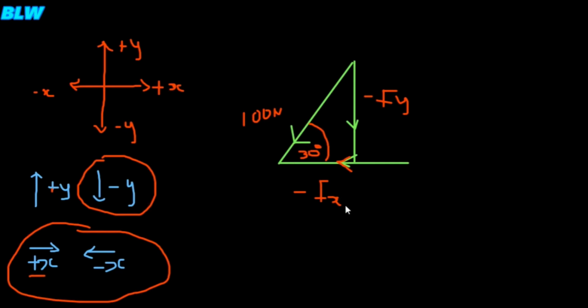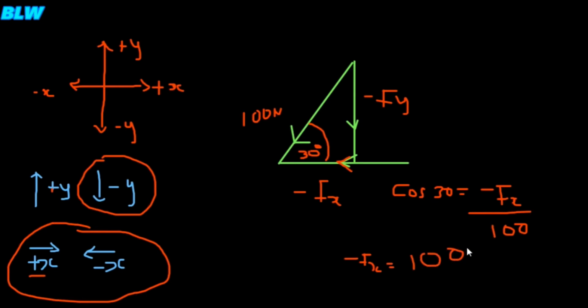So with this, let's find the component of the force. The x component will be, the x is adjacent, so that will be cosine of 30 equals minus Fx over the magnitude of the force, which is 100. So I'll have minus Fx equals 100 cosine of 30 degrees, and from here you can divide both sides by negative 1. So at the end I have negative 100 cosine of 30 degrees. So that will be the x part.